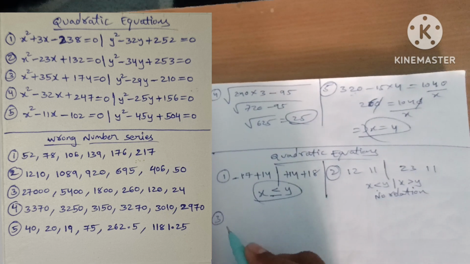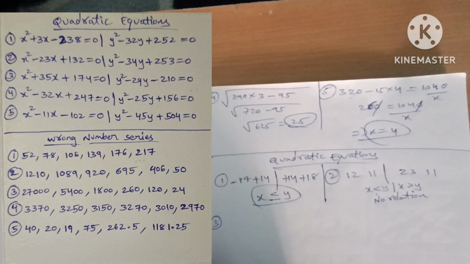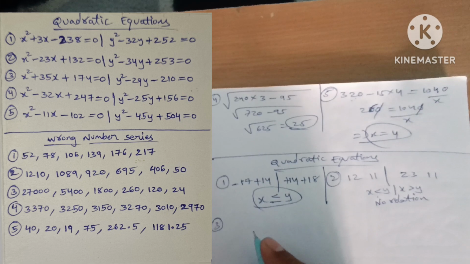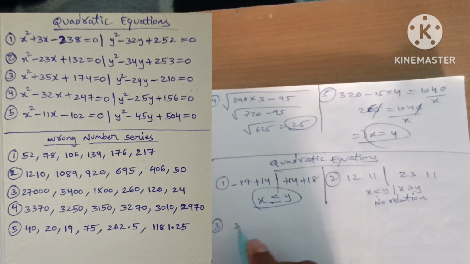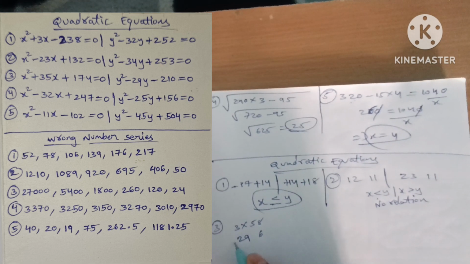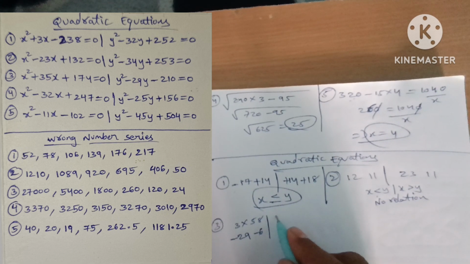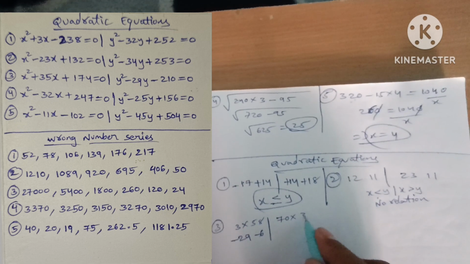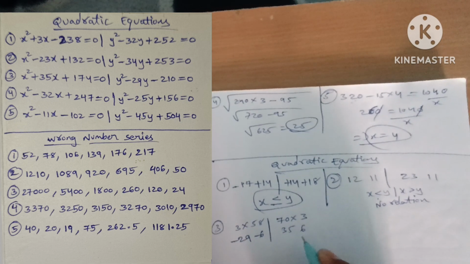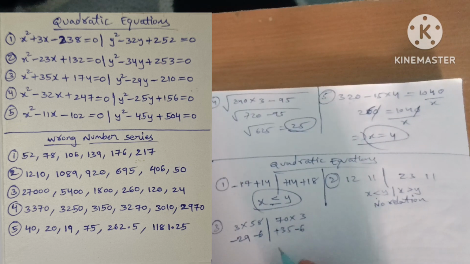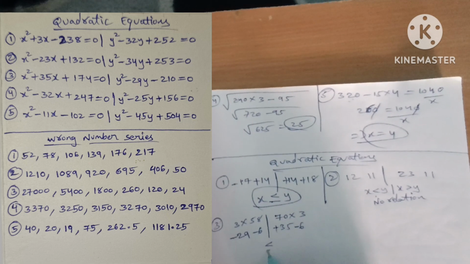Third question: x square plus 35x plus 174 equals 0. 174 we write as 6 times 29. The roots are minus 29 and minus 6. y square minus 20y minus 210 equals 0. 210 means 35 times 6, so our roots are positive 35 and minus 6. By comparing these two, we get x lesser than or equals to y.